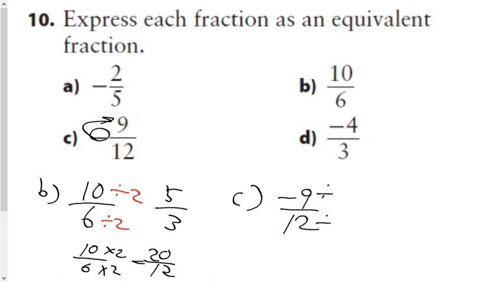I'm going to use division because I'm looking at this and I'm saying what number is divisible into both 9 and 12? The answer is 3. So my equivalent fraction would be negative 3/4. That is one equivalent fraction and probably the most popular of choices. I could also multiply by 2 and get negative 18/24.